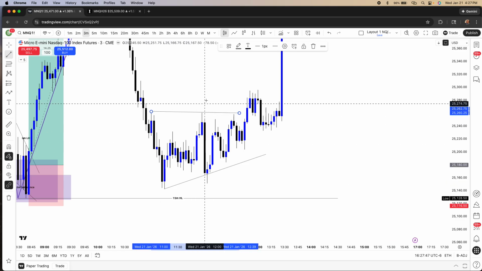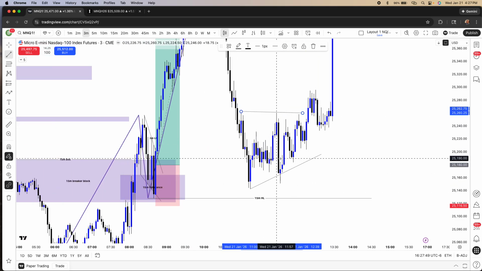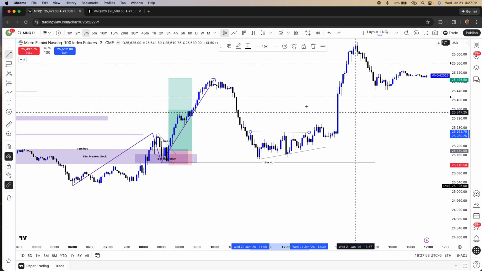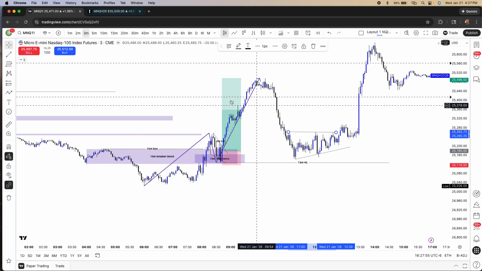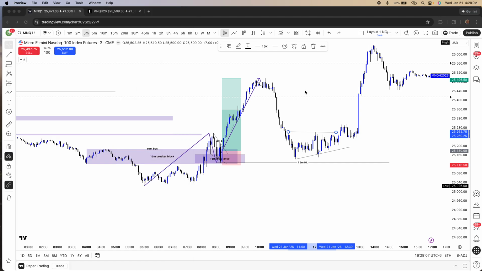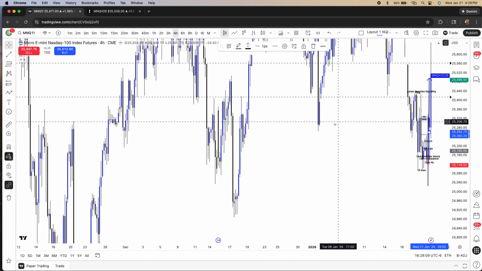So we kind of start to create a consolidation and a potential breakout. Once we break out, we continue to the upside. And my risk on this trade was only $17 average, and I made about $75 or 400% very quickly. And this was all based off of the higher time frame.